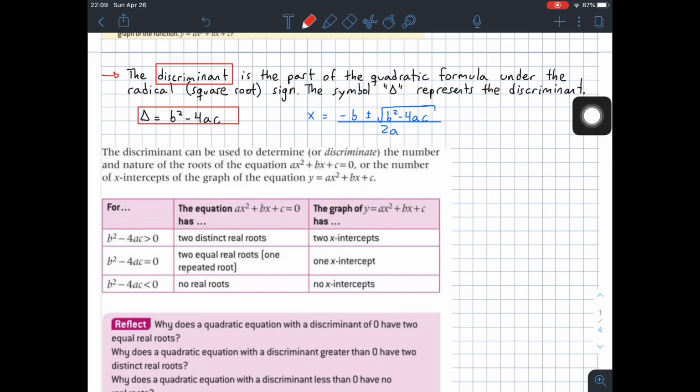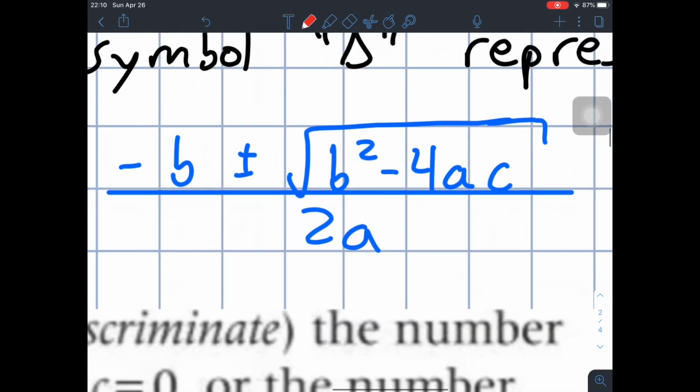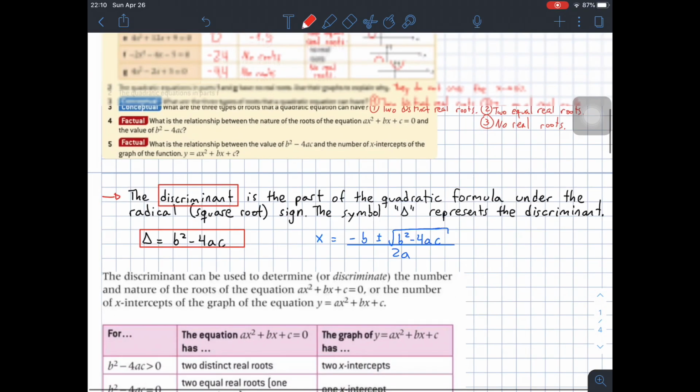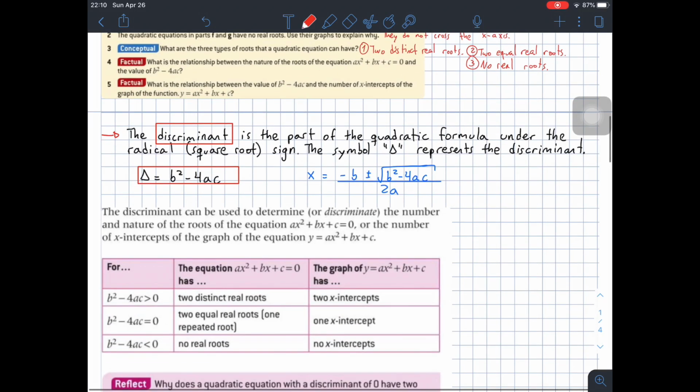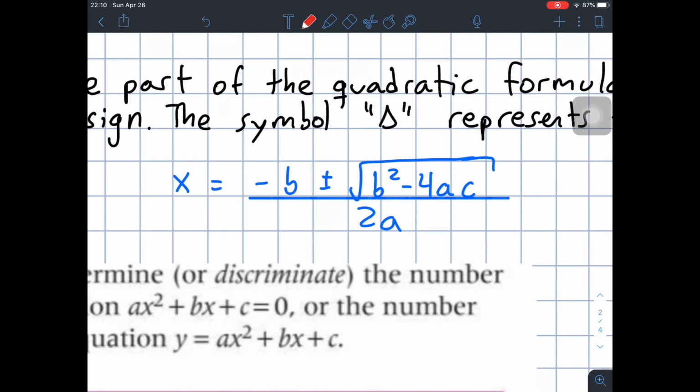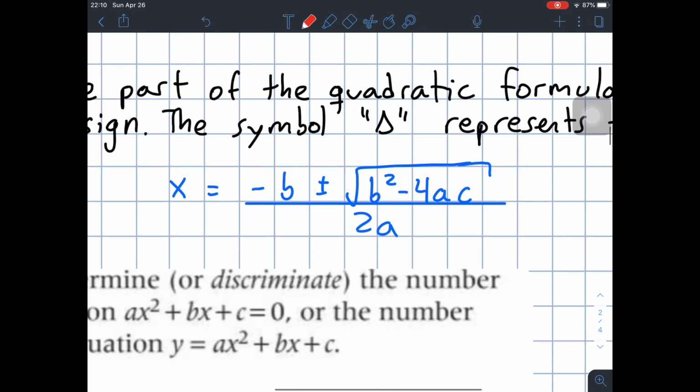It says the discriminant is a part of the quadratic formula under the radical or square root sign. The symbol, and you see it's a triangle, this triangle over here, represents the discriminant, okay? So this is how we calculate the discriminant. It's b squared minus 4ac, and if you take a look at the quadratic formula, which we studied last class, the discriminant is the inner part of the radical here, okay? That's the discriminant. And the discriminant is important because it tells us how many roots our quadratic function or quadratic equation has, okay?